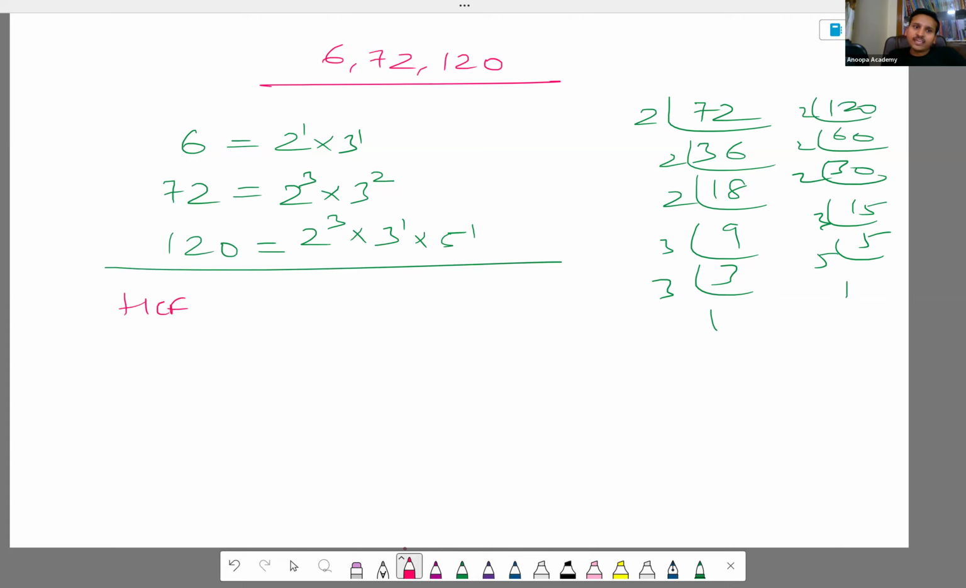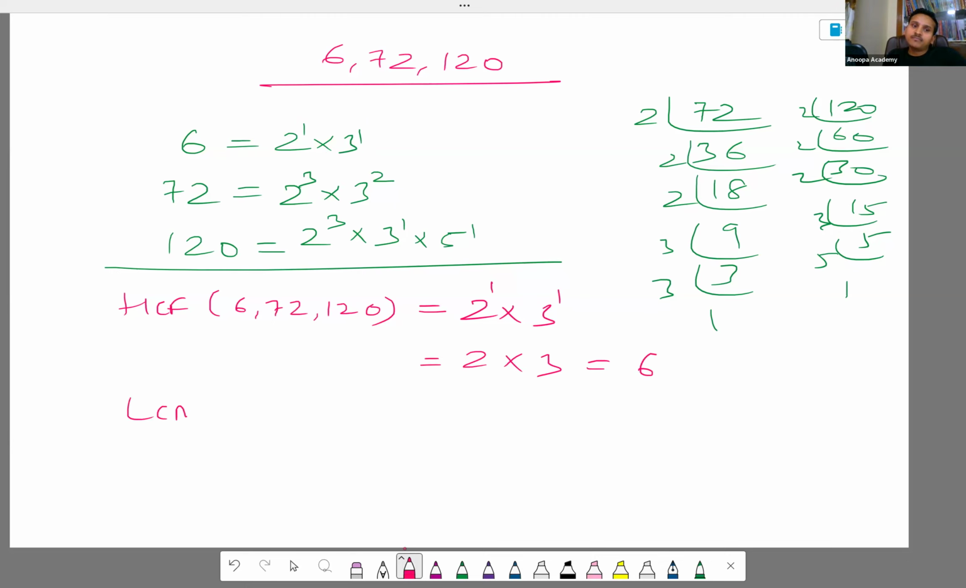To find the HCF, first of all, see the common. Only 2 and 3 are common, right? See, 2 is present everywhere, 3 is present everywhere. So write the common first and put the smallest power, 1 and 1. See, the smallest power of 2 is 1 here and the smallest power of 3 is 1. That is why. So 2 into 3, the answer is 6. Clear, everyone? HCF is 6.